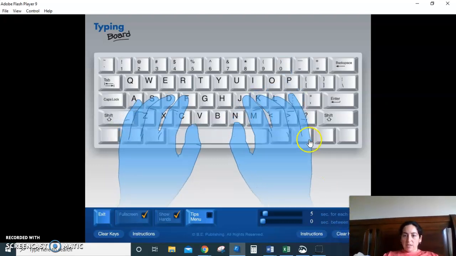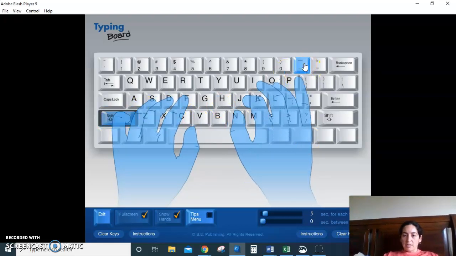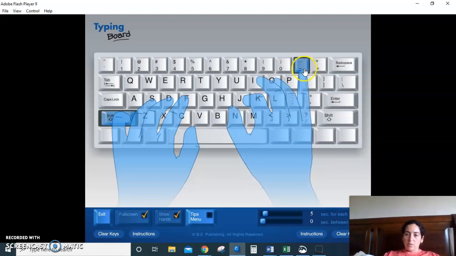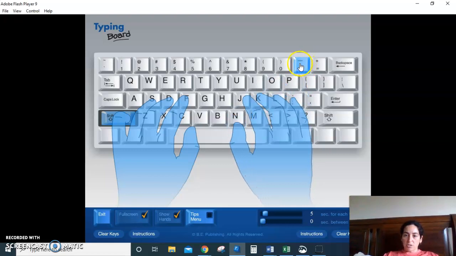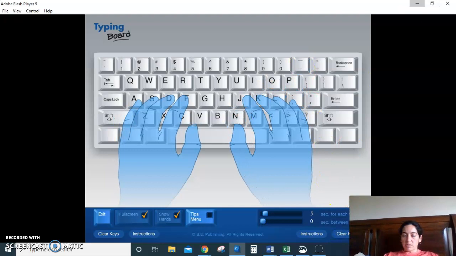And finally, the underscore is going to be shift and then striking that key to the right of the 0. That's going to be your underscore. So hyphen, and then underscore is the shift one that's on top. So those are your 3 keys that you're going to be doing today.